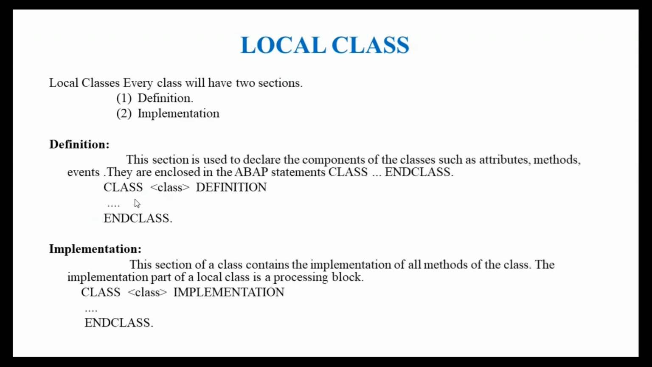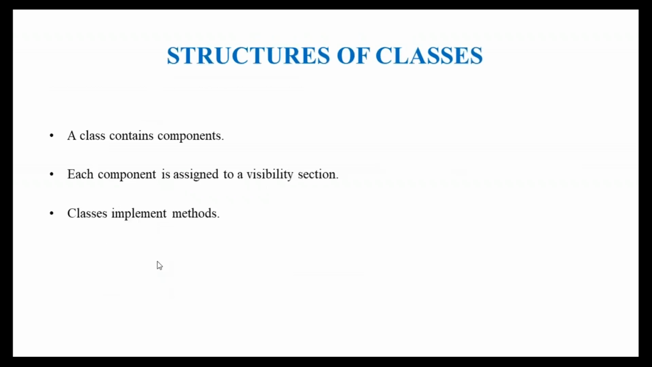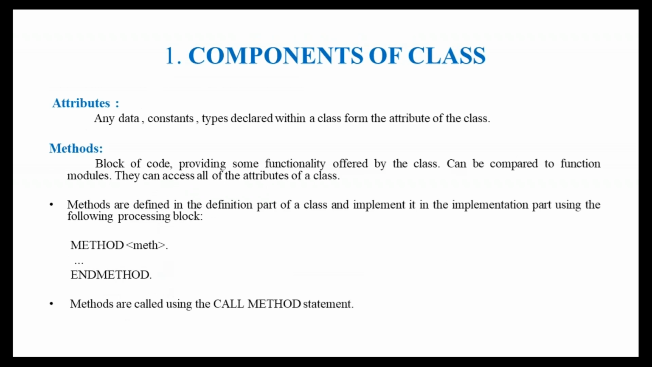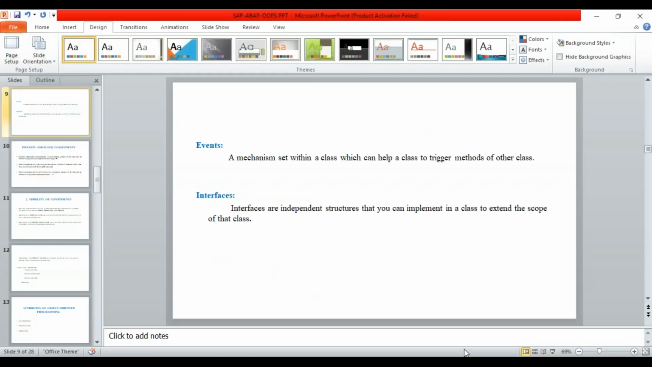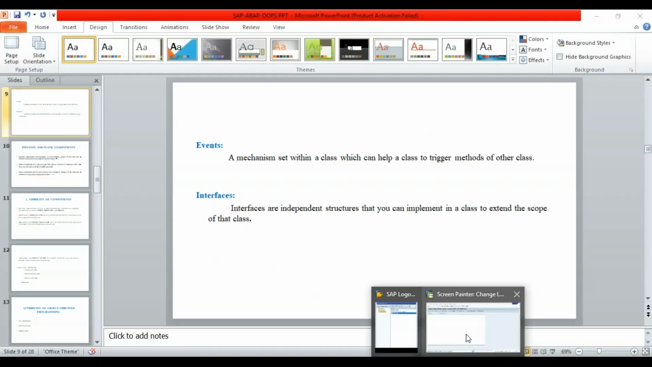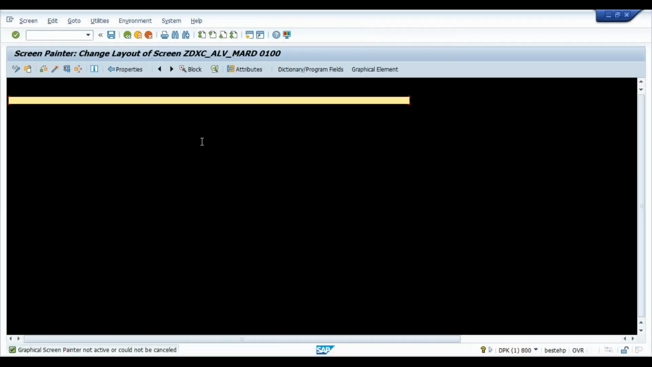So we have this definition, and this is the implementation. Structures of classes, components of a class: what will be there in the classes? We'll have attributes, methods and events, and interfaces also will be there. So what we'll do is just do a simple program, understand, and then come back to this.